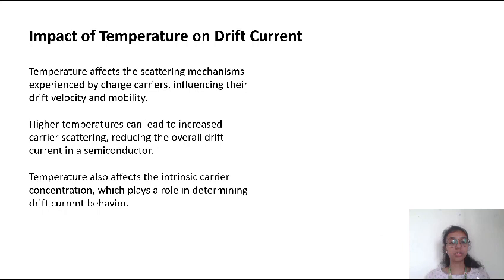Impact of temperature on drift current. Temperature affects the scattering mechanisms experienced by charge carriers, influencing their drift velocity and mobility. Higher temperature can lead to increased carrier scattering, reducing the overall drift current in a semiconductor. Temperature also affects the intrinsic carrier concentration, which plays a role in determining drift current behavior.